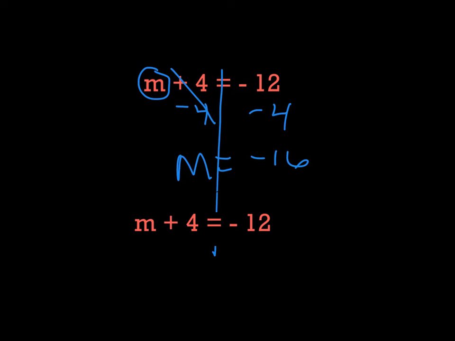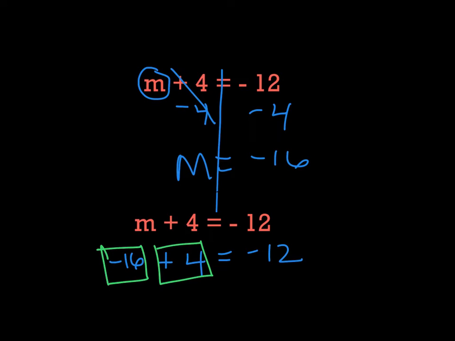All right, let's plug this back in so we can check to make sure our answer is correct. So I'm going to plug negative 16 in for m, so negative 16 plus 4 equals negative 12. All right, I'm going to box in my two numbers, so negative 16 and positive 4.